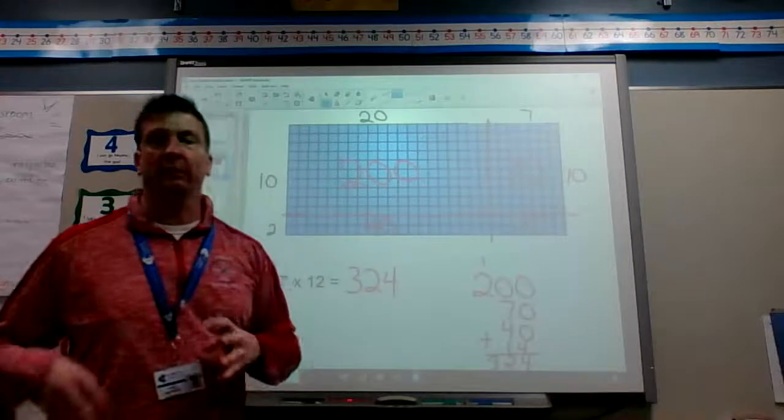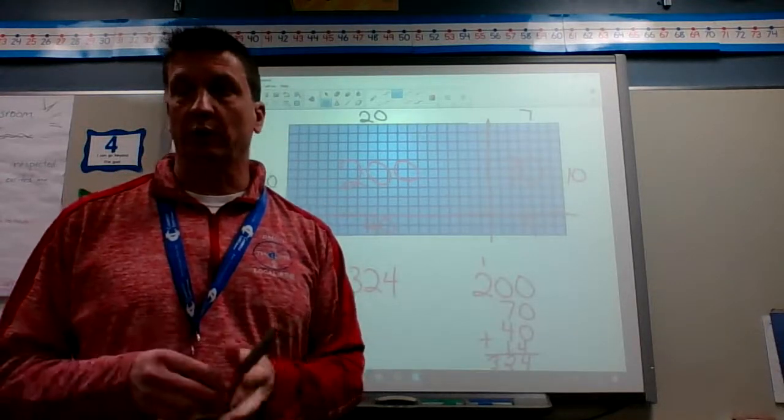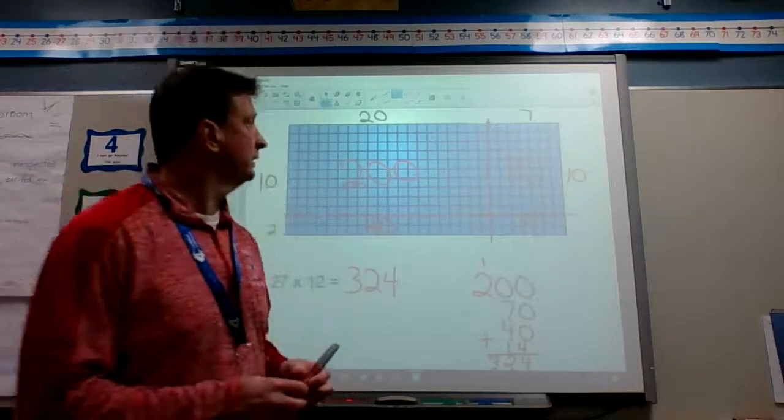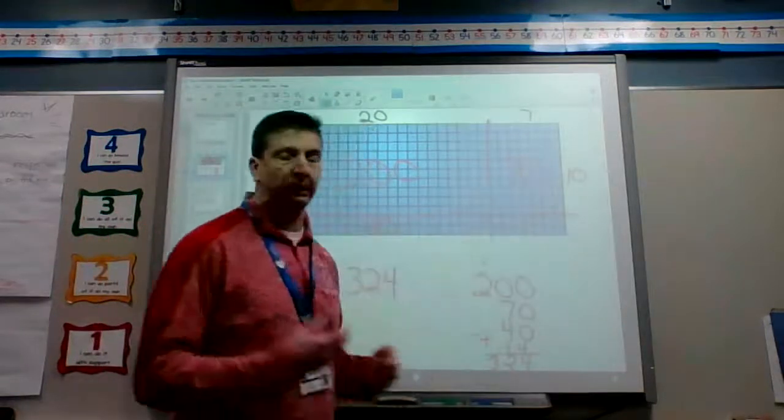So by taking it and breaking it into partial products or smaller chunks, I can find the multiplication answer to all 4 parts and add them together.